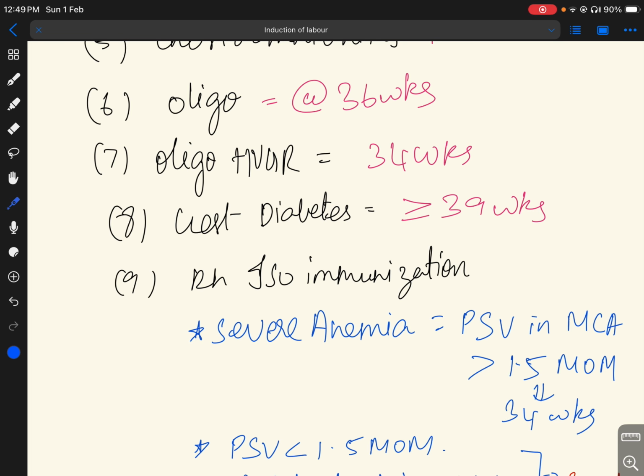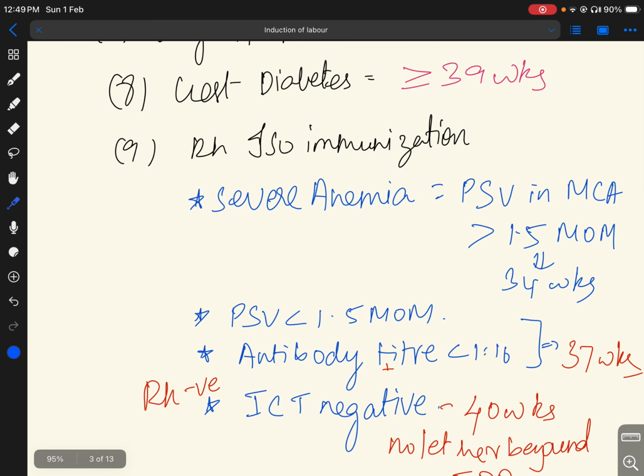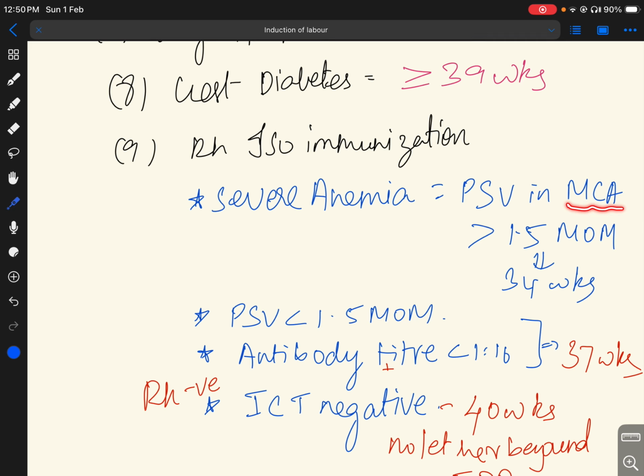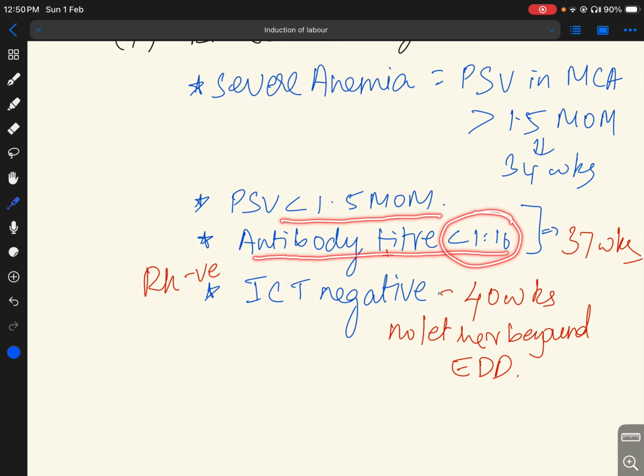In case of Rh isoimmunization, if severe anemia is present and the peak systolic velocity in middle cerebral artery Doppler is greater than 1.5 multiples of median, we'll be doing it at 34 weeks. If the peak systolic velocity is less than 1.5 multiples of median or the antibody titer is less than 1:16, we'll be doing it at 37 weeks.